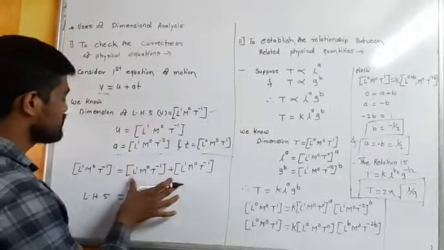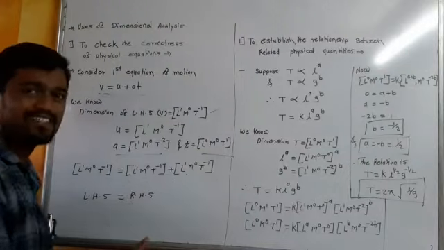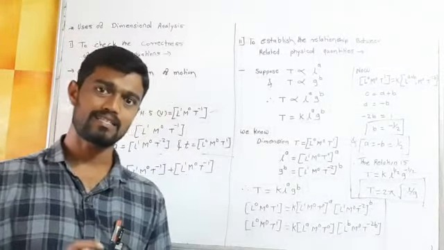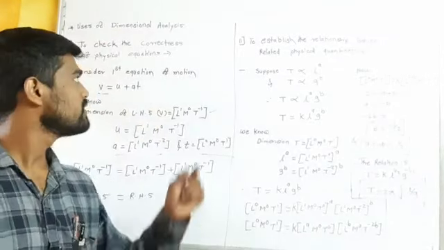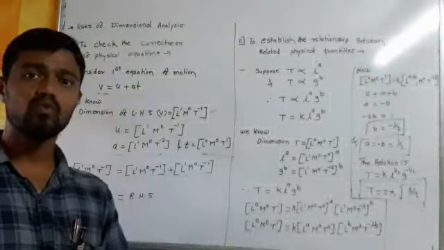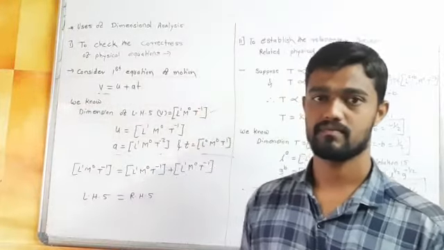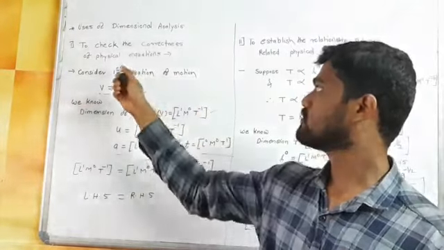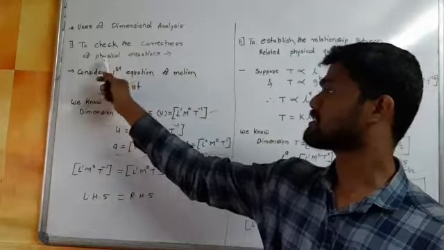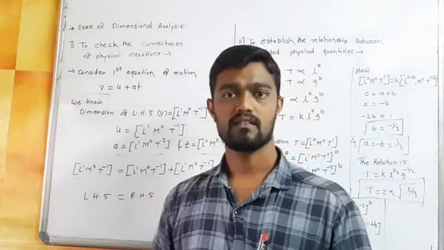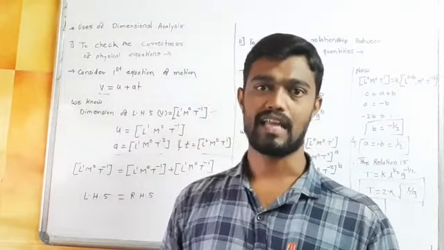So here is the proof. The LHS and your RHS are the same. This means the physical equation is correct. So you can find out the correctness of a physical equation. This is your first use of dimensional analysis.